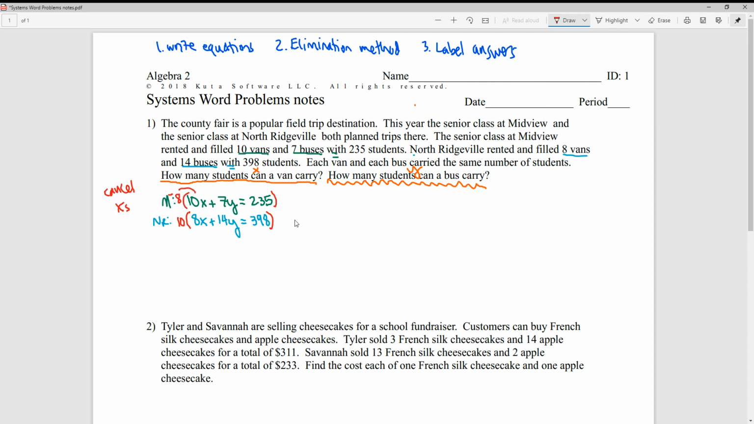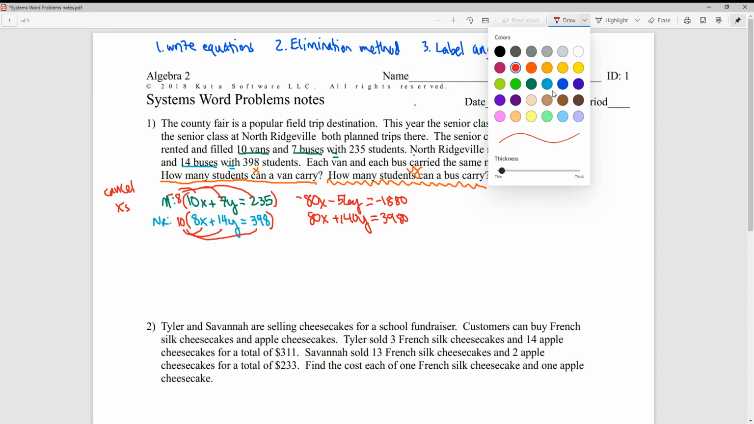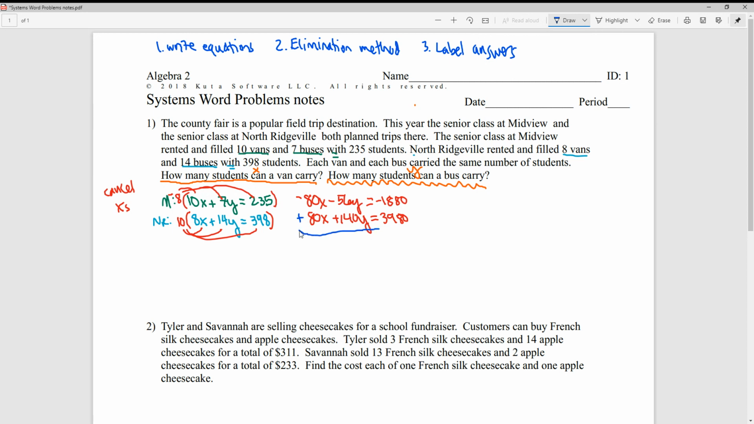Now let's distribute. Feel free to use a calculator. We're going to run into some big numbers here. Negative 80x minus 56y equals negative 1,880. Bottom equation, positive 80x, positive 140y, equals 3,980. From here, to eliminate, we're going to add the equations together. Negative 80x plus 80x, those cancel. That's what we wanted to happen. When I add the other stuff, I get 84y equals 2,100.